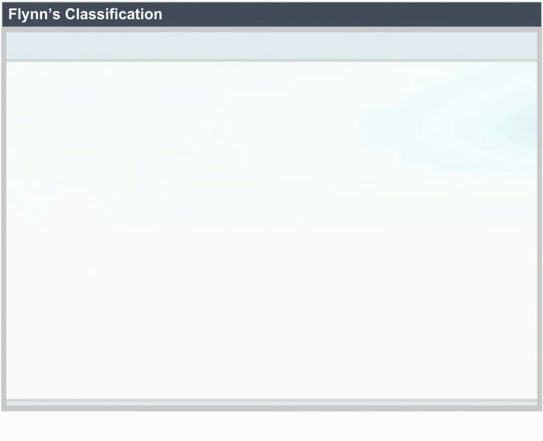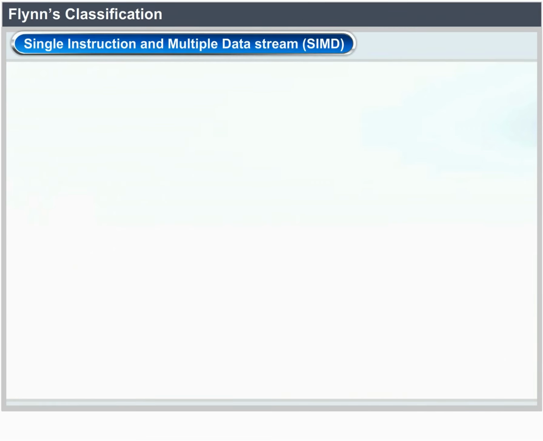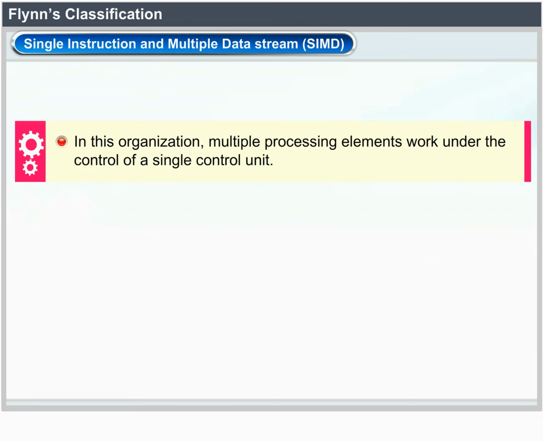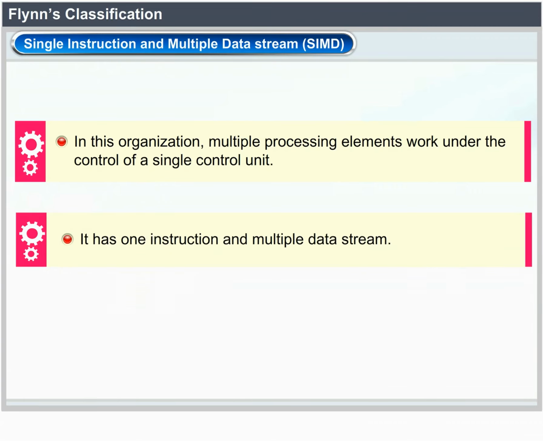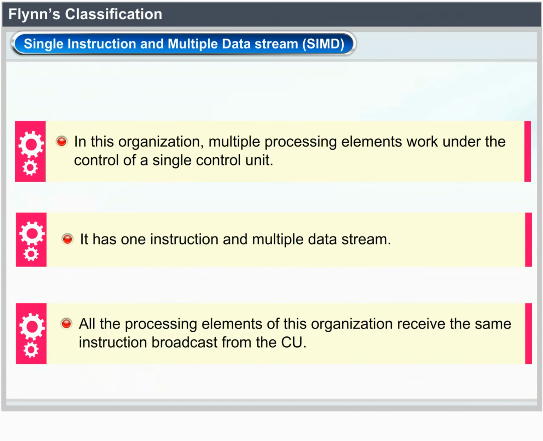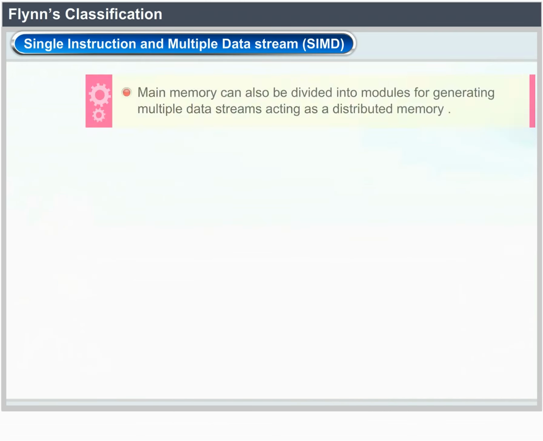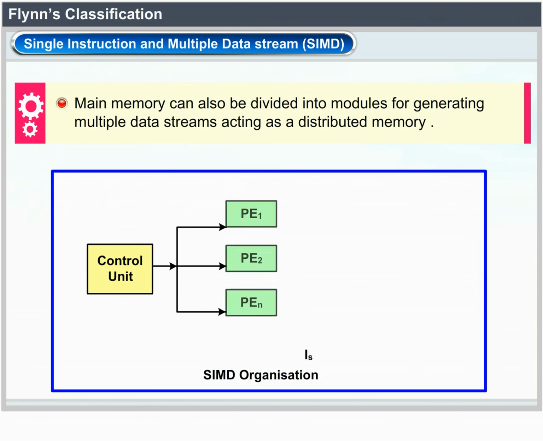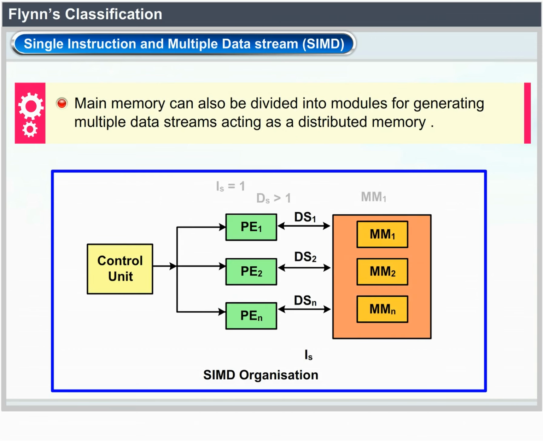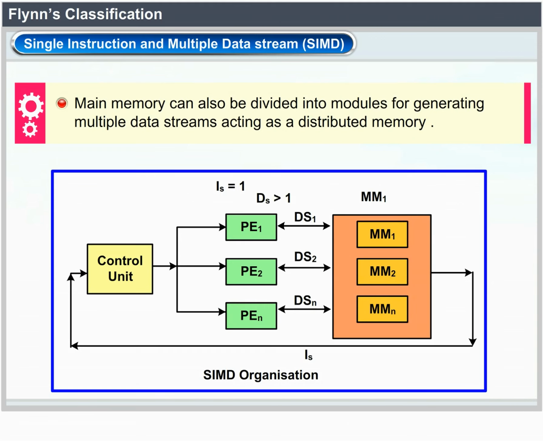Single instruction and multiple data stream, SIMD. In this organization, multiple processing elements work under the control of a single control unit. It has one instruction and multiple data stream. All the processing elements of this organization receive the same instruction broadcast from the CU. Main memory can also be divided into modules for generating multiple data streams, acting as a distributed memory as shown in this figure.